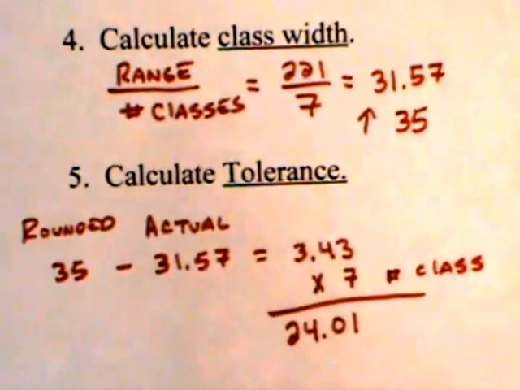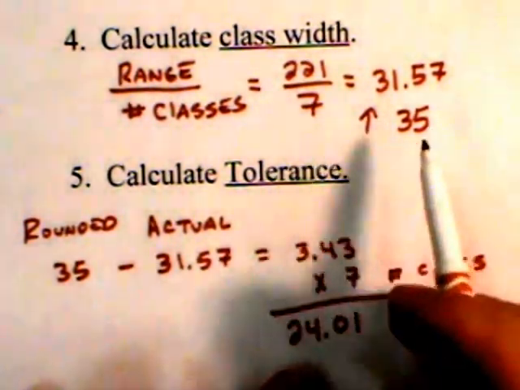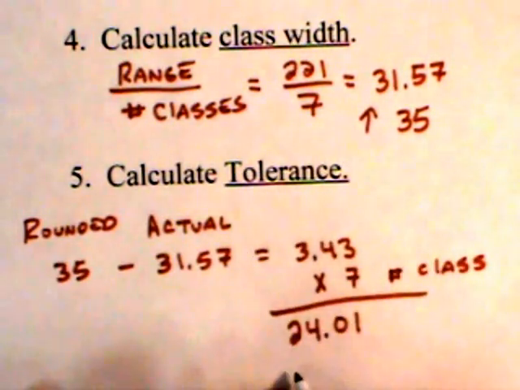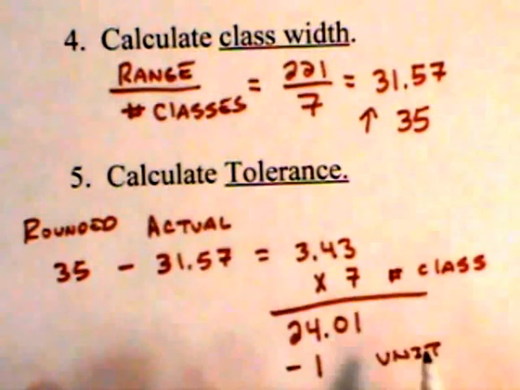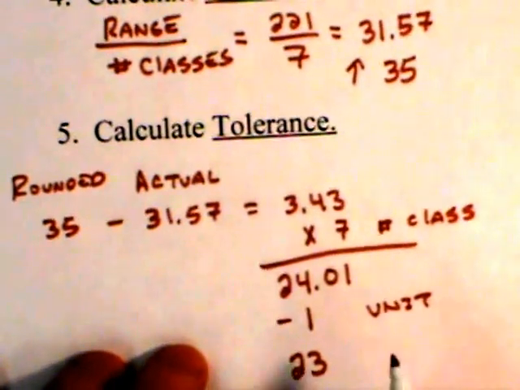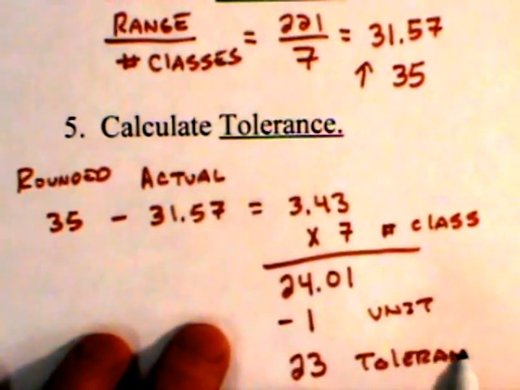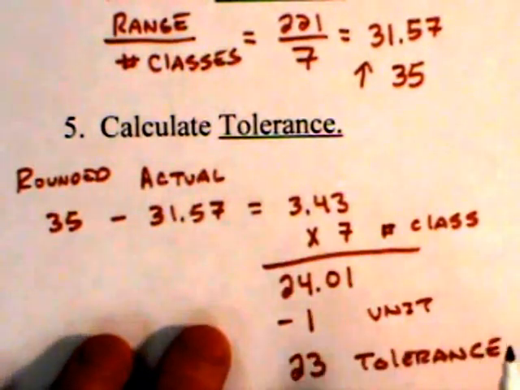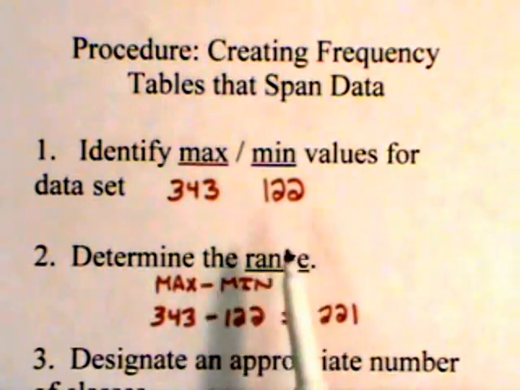And then what you always do, you have to subtract the unit of measure. And so I'm going to subtract 1 unit of measure. Because we're measuring in whole numbers, I'm going to subtract 1. And so that gives me about 23 units to play with. That's my tolerance. And that will allow me to go back to my original data and figure a nice point to start at.